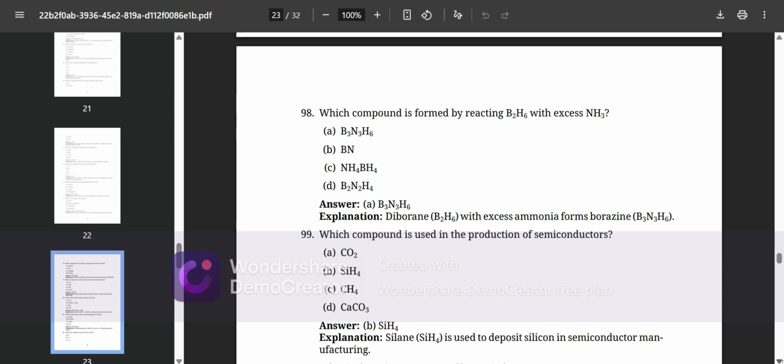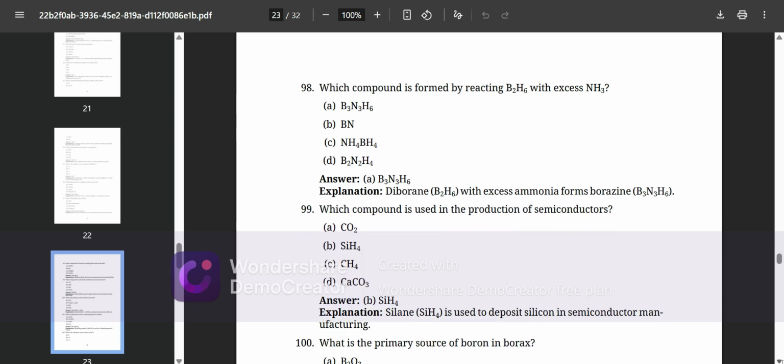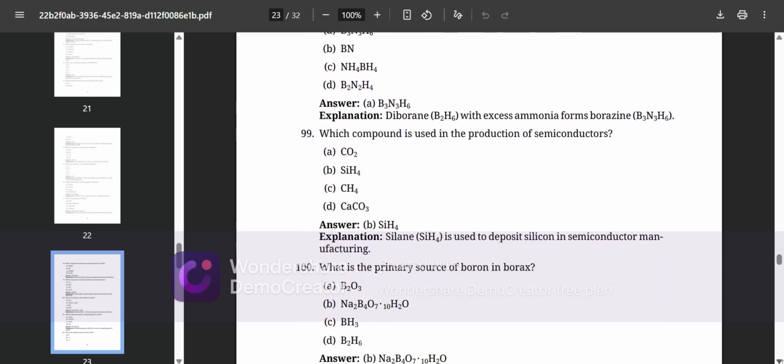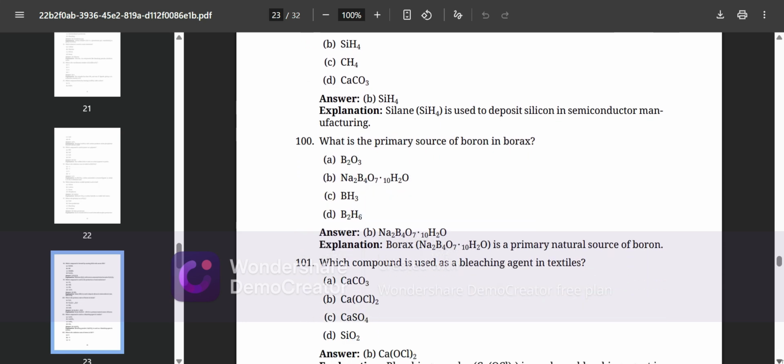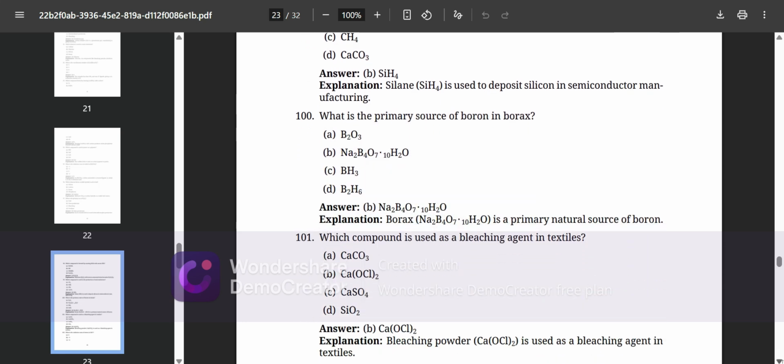Which compound is used in the production of semiconductors? SiH4, silane. SiH4 is used to deposit silicon in semiconductor manufacturing. What is the primary source of boron? Na2B4O7·10H2O, borax. Na2B4O7·10H2O is a primary natural source of boron.